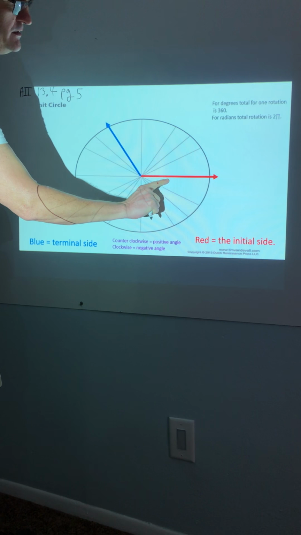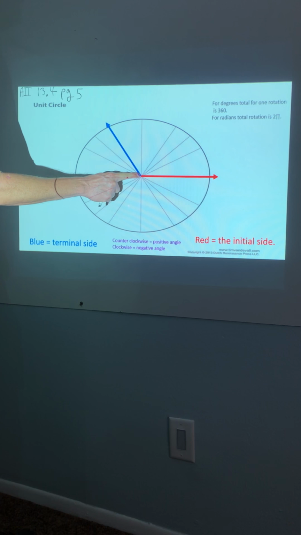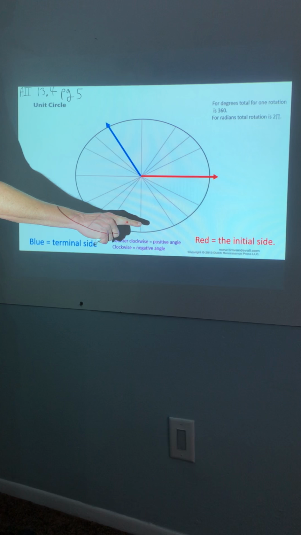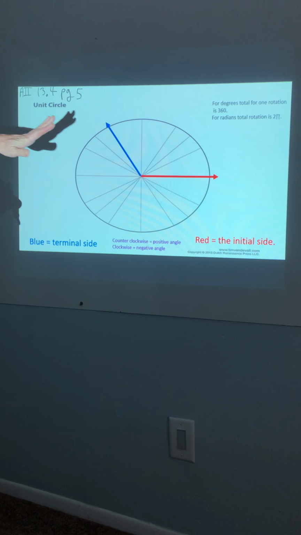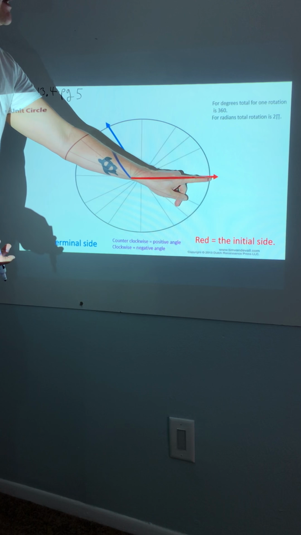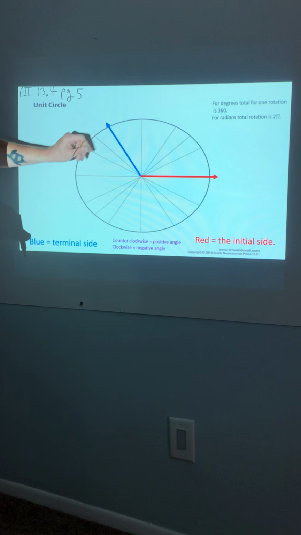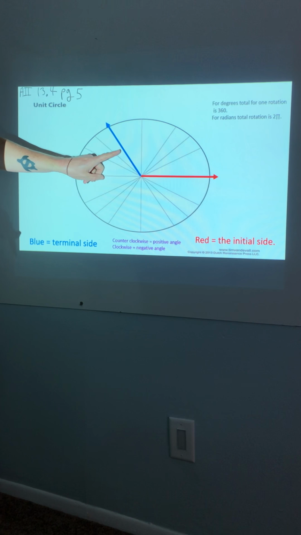The red is your initial side, and if you could click and put this blue ray anywhere on it, that'll be what they call the terminal side. So the red is the initial side. It's on the x-axis. This is the x-axis, and this serves as the y-axis, and your terminal side that I have highlighted in blue can be anywhere on the circle. But let's go ahead and put some numbers in.